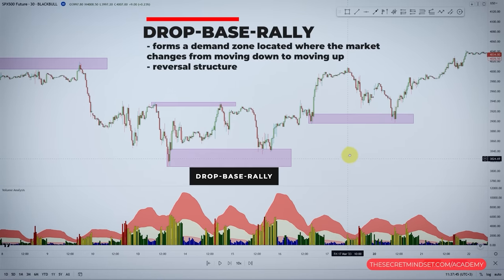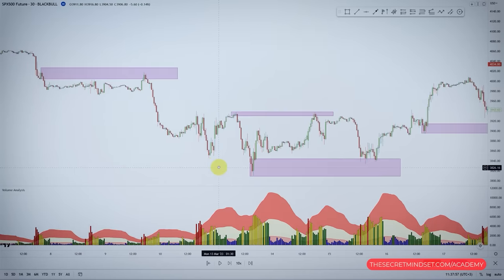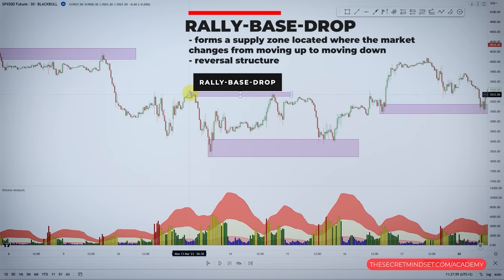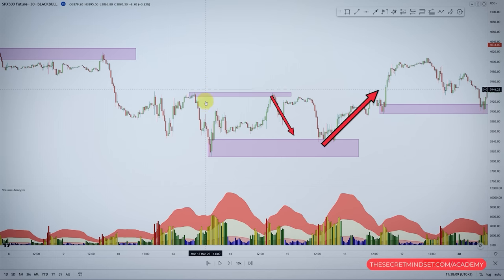The drop-based rally is the first reversal structure, which forms a demand zone in a market. This zone is located where the market changed from moving down to moving up. The second reversal structure is the rally-based drop pattern. This forms a supply zone, where the market reverses from moving higher to moving lower. Again, if the market returns to these zones, the price is expected to move in the direction that created the zone.